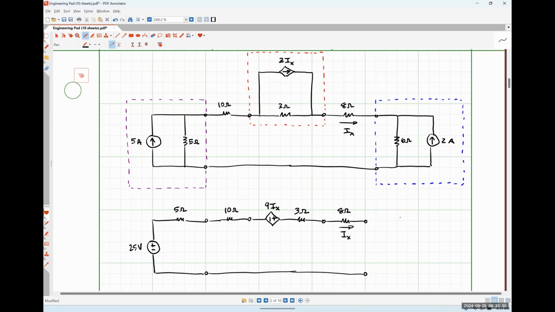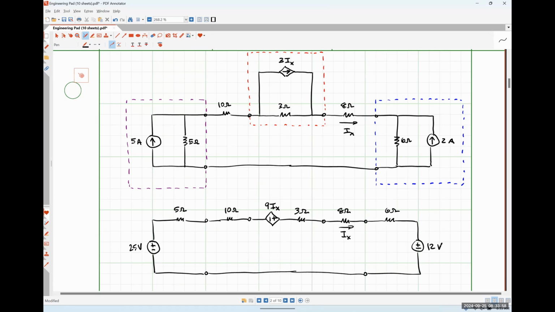And then we can do a source transformation for the practical current source over here on the right as well. So that's going to give us a 6 ohm resistor in series with a voltage source. Because the arrow was pointed up, I put the positive polarity terminal on top. 6 times 2 is 12. So I have 12 volts.